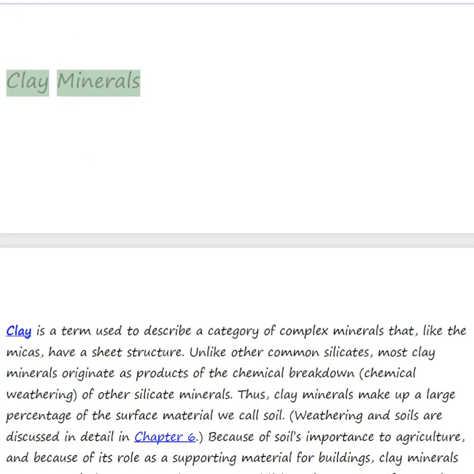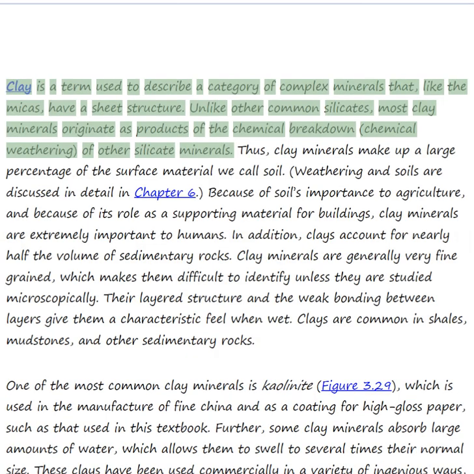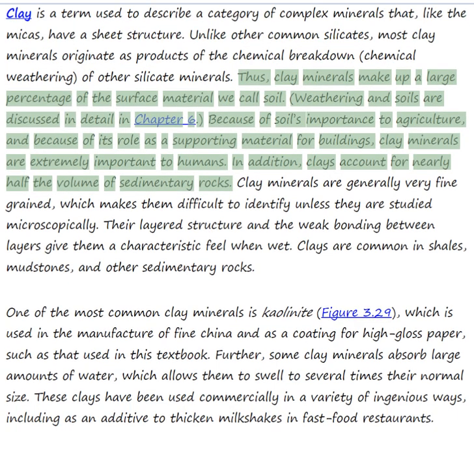Clay minerals. Clay is a term used to describe a category of complex minerals that, like the micas, have a sheet structure. Unlike other common silicates, most clay minerals originate as products of the chemical breakdown of other silicate minerals. Thus, clay minerals make up a large percentage of the surface material we call soil. Because of soil's importance to agriculture, and because of its role as a supporting material for buildings, clay minerals are extremely important to humans. In addition, clays account for nearly half the volume of sedimentary rocks.